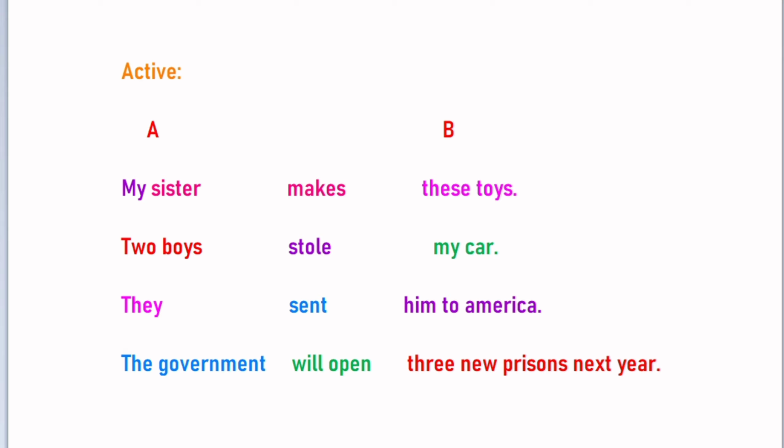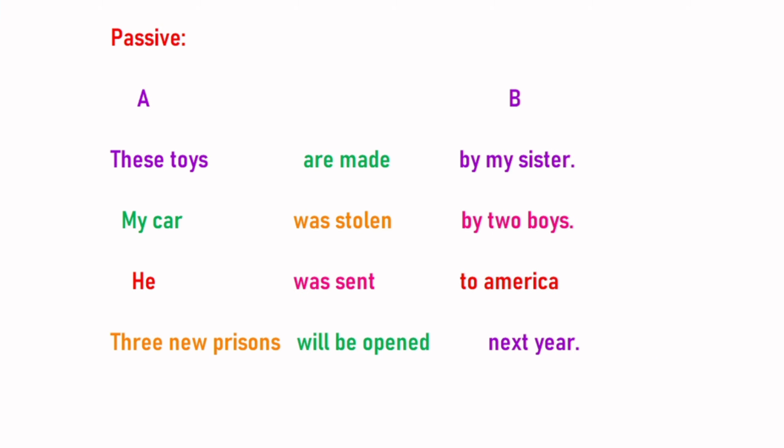Active. My sister makes these toys. Two boys stole my car. They sent him to America. The government will open 3 new prisons next year. Passive. These toys are made by my sister. My car was stolen by 2 boys. He was sent to America. 3 new prisons will be opened next year.